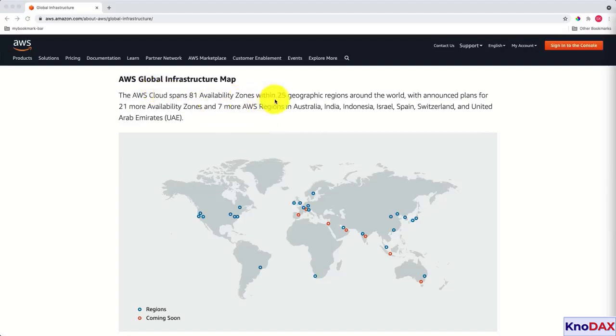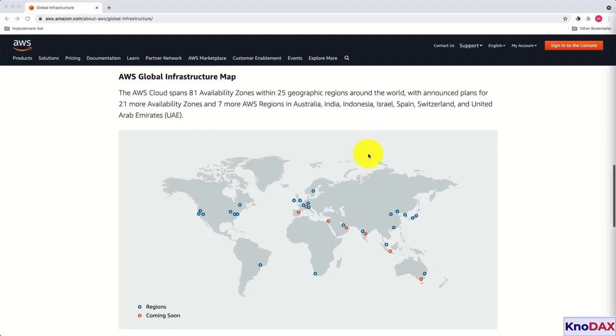As it says here, AWS Cloud spans 81 availability zones within 25 geographic regions worldwide. On this map, there are 2 types of circles. One is in blue and the other one is in red. The blue color ones are AWS regions, and the red color ones are not yet available. They are just planned. Now let's review some regions to find out about their AZs.